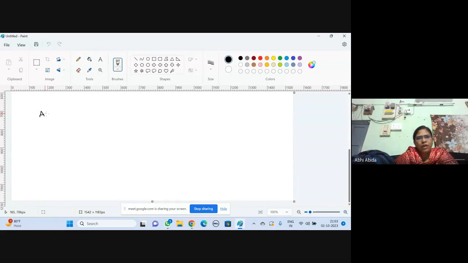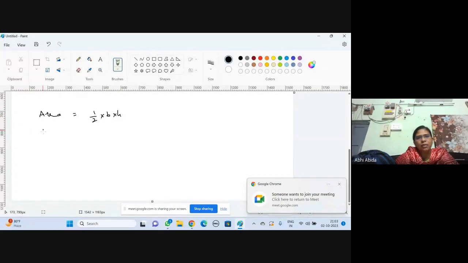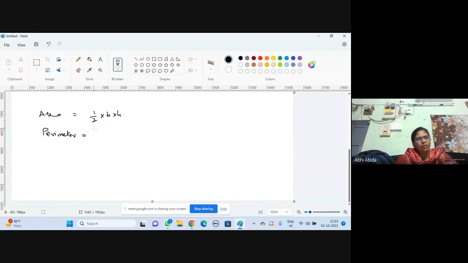And the basic thing regarding the area: we all know that the area of a triangle is half BH, and the perimeter of a triangle is nothing but the sum of all sides, whatever the triangle is. We know that there are different types of triangles, as I told you before. In an equilateral triangle, all sides and all angles are equal. Each angle in an equilateral triangle will be equal to 60 degrees.